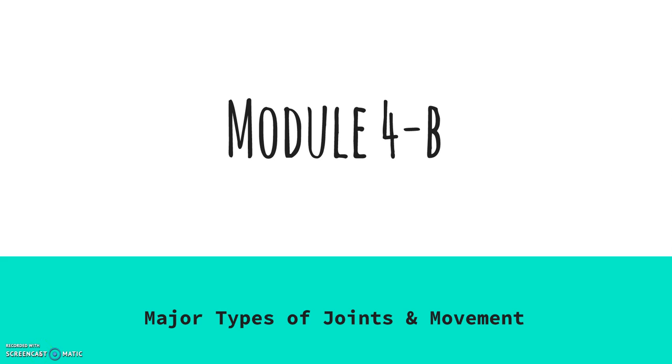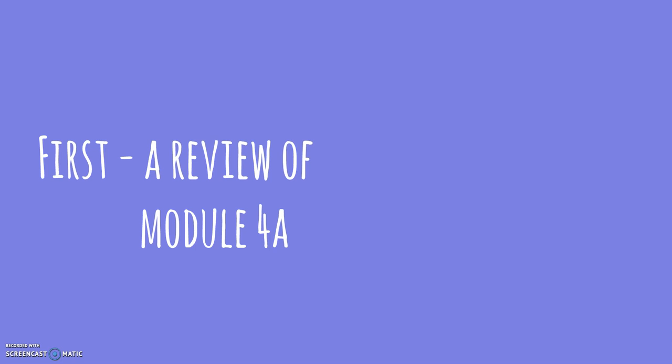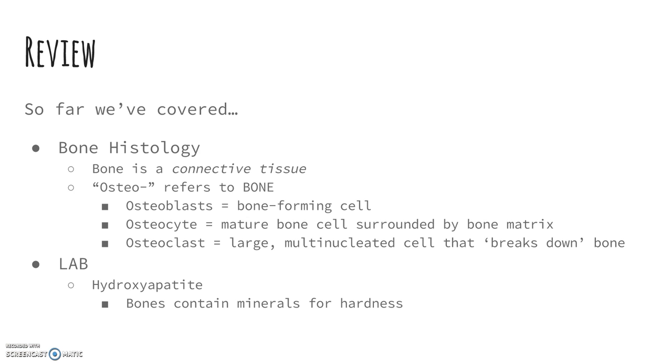All right, so we're going to do Module 4B. These are the major types of joints and movement. But at first, we're going to just do a quick flyby review and go through some things that were in Module 4A. So far we covered bone histology, which we basically learned that bone is a connective tissue, one of the connective tissues in the body, and that bone is the term osteo. When you see that prefix osteo, we know we're talking about bone.